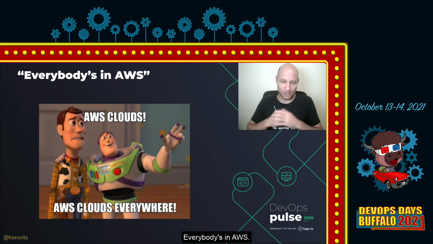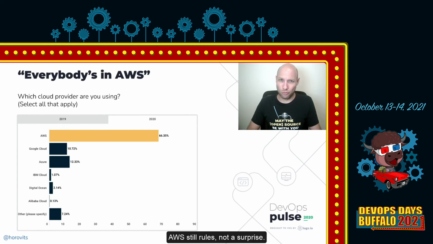Everybody's in AWS. True? False? AWS still rules, not a surprise, 2/3 rather. More interesting in this survey is that Google Cloud is catching up with Azure in the race for the second place. And still, we need to remember that both of them are far behind AWS with around 11-12%, and the rest are pretty much non-existent. So AWS rules.